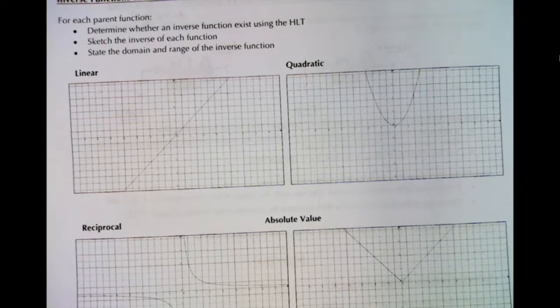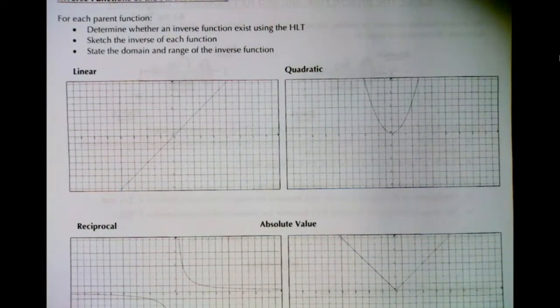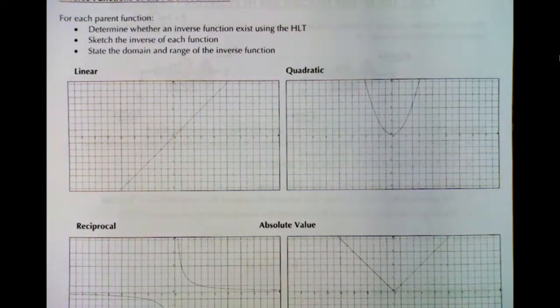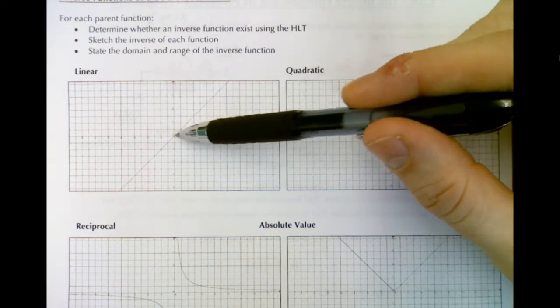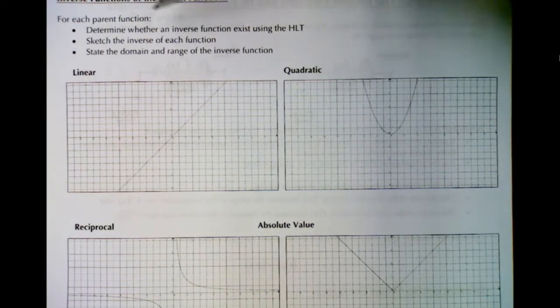There's 6 on this sheet. I'm going to do 2, and I'm going to get you to try to do the other 2. But here we go. It's hard to see the scale, but if you look closely, you might be able to see it, and if not, I'll kind of try to help out. Basically, the scale is every box is half a unit, so every 2 boxes is 1 on all the scales, I believe. Yes, all the scales. What we're going to do here is for each parent function, we're going to determine whether the inverse function exists using the horizontal line test. We're going to sketch the inverse of each function, and we're going to state the domain or range of each inverse.